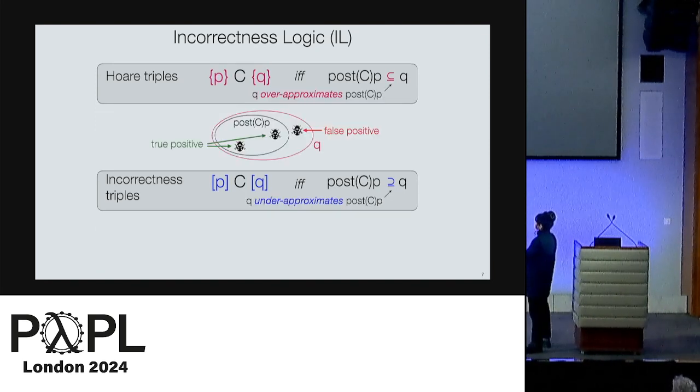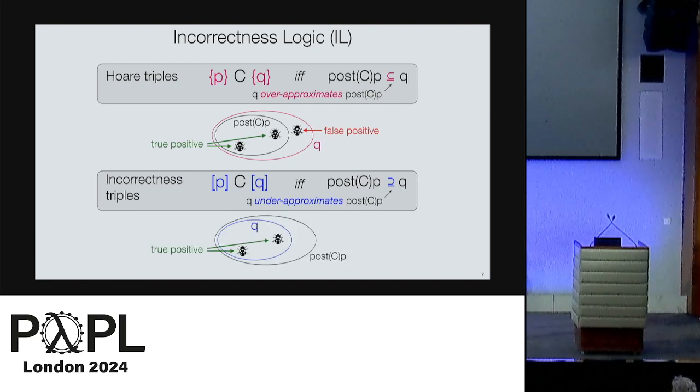So if I go back to my pictures, if this was the over-approximation picture that I had, now I have this situation where the set of post states I consider as part of my specifications is smaller than what's really happening. So by construction, any bug that I find with this formalism is going to be a true positive. So I'm never going to have false positives by construction.